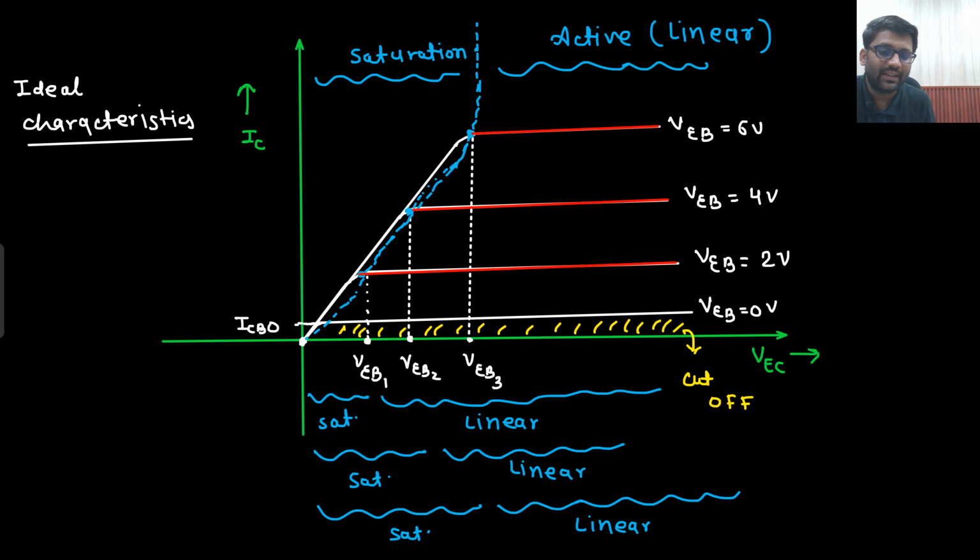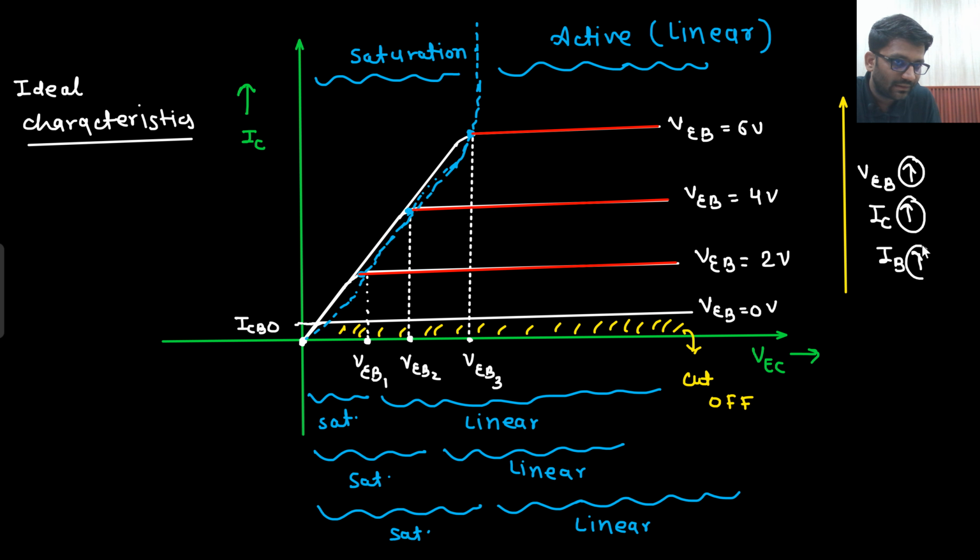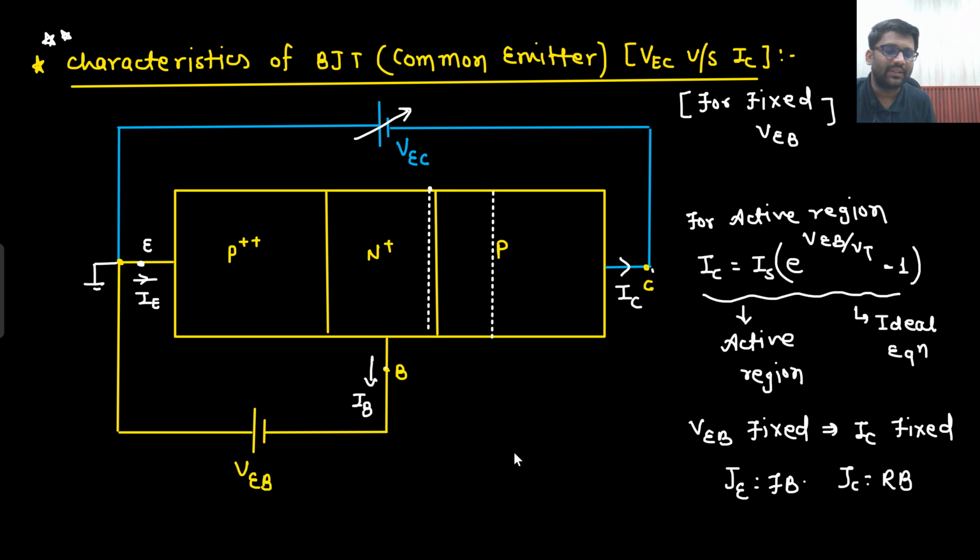Another thing you can say is that if we go upward in this manner, VEB is increasing, and along with that IC also increases, you can see. Along with that IB also increases. Are you able to understand this point? What I am saying is, if I increase this bias, more holes will go here. If more holes go here, more recombination will take place, so there would be more IB. And if more holes are there, more holes will be attracted to the collector as well, so there would be more IC. So if you increase this VEB, IE will increase, IB will increase, and IC will increase. All will increase together.